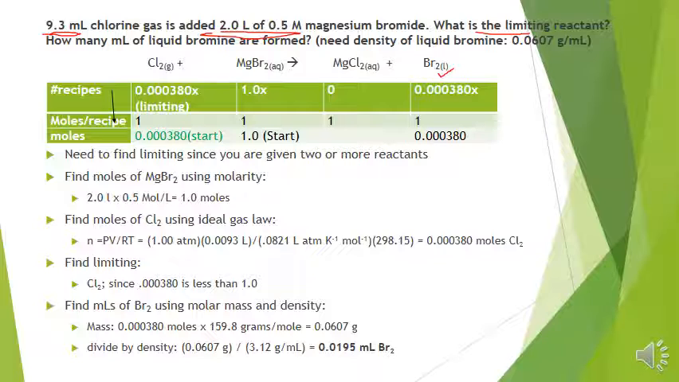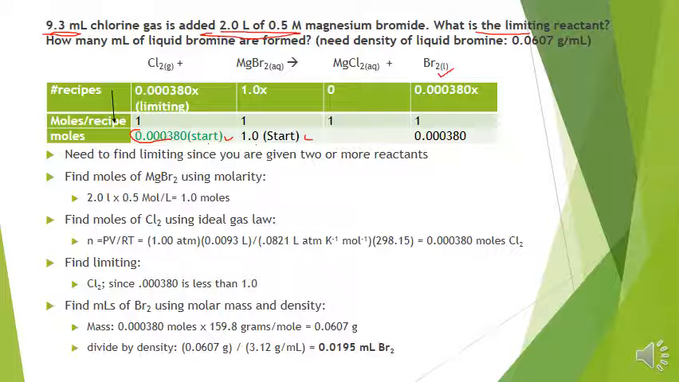All right. So first thing I'm going to do is find both of these values right here. I have them in there, but let me show you how I got them. I have to figure out the moles of the chlorine and moles of magnesium bromide, figure out how many recipes each one can make, and then the lower one is how much you can actually make and how many times you can do the recipe.